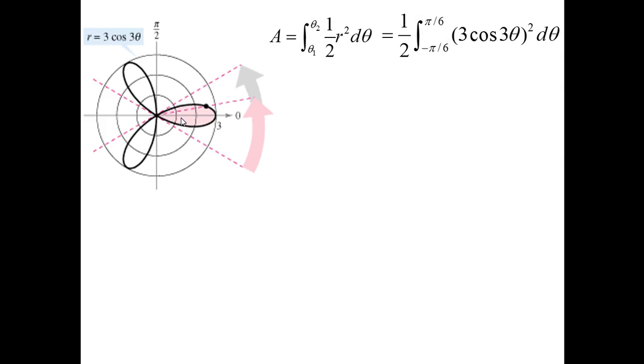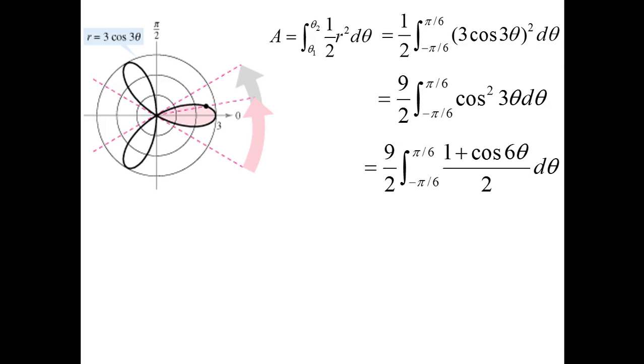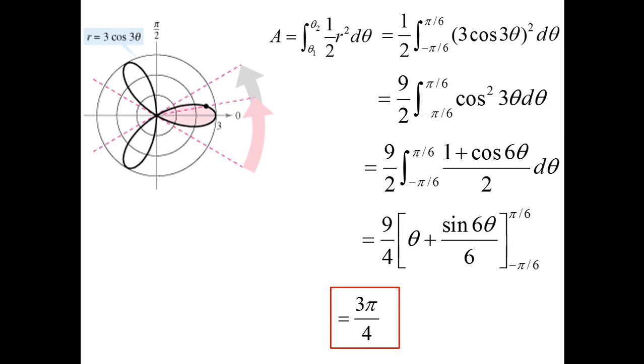So we've got 1/2 times the integral from negative pi over 6 to pi over 6 of r squared, which is 3 cosine 3 theta squared. So if we square that, brought the 9 to the front, we get this. And then remember that identity for cosine squared theta again. We get 1 plus cosine of 6 theta, you got double the angle, all over 2. Then, of course, doing a u substitution and integrating, we get this. Fundamental theorem of calculus, we get a value of 3 pi over 4.